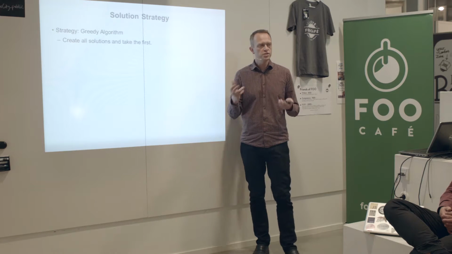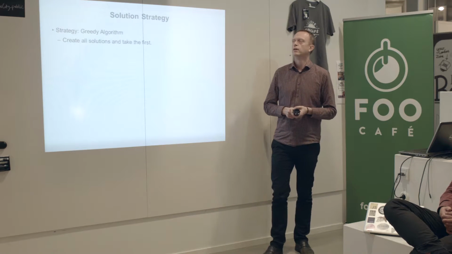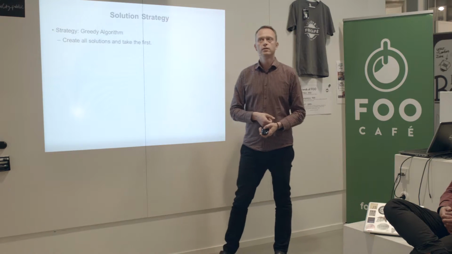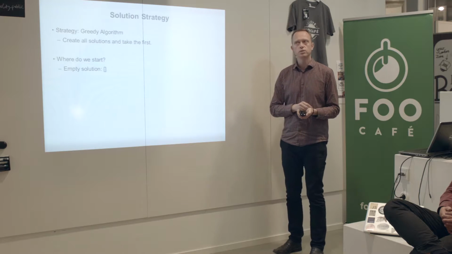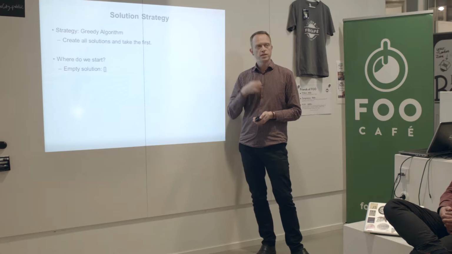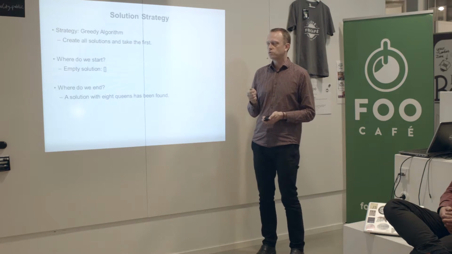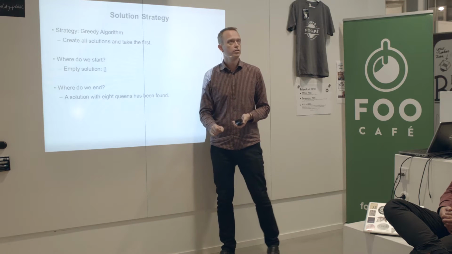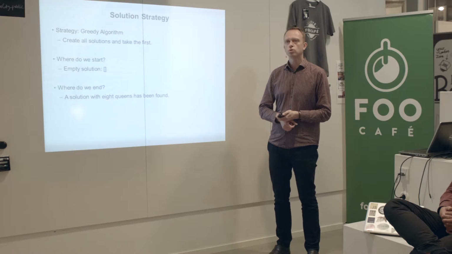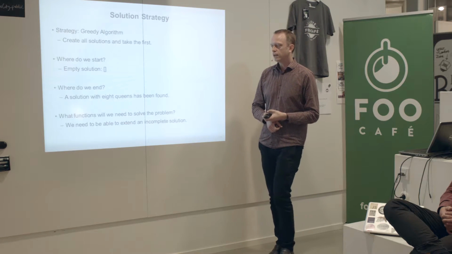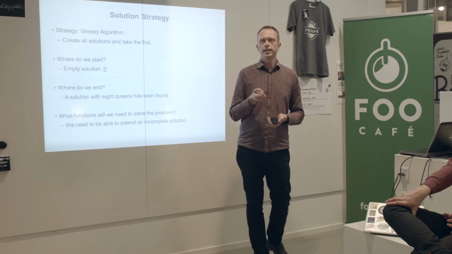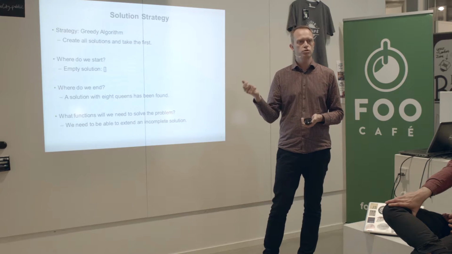So my strategy would be to use some form of greedy algorithm. I just want to create all solutions and then take the first I find. My starting point will be the empty solution. So I start off with a solution where I have no queens placed on the board, and then I gradually extend this solution until I get to a point where I have 8 queens on the board. And then I can start thinking about what kind of functions I will need to solve this problem. Well, I need a function that is able to take an incomplete, or partial, solution and create all possible extensions from that solution.